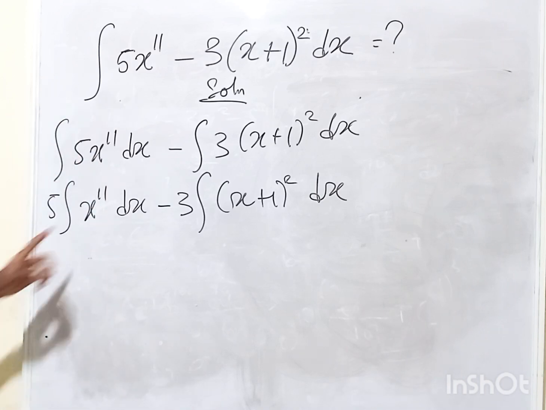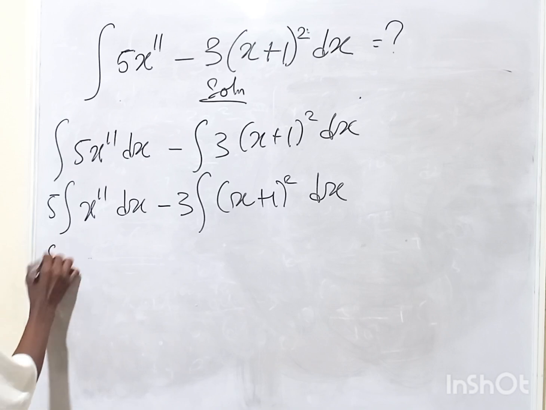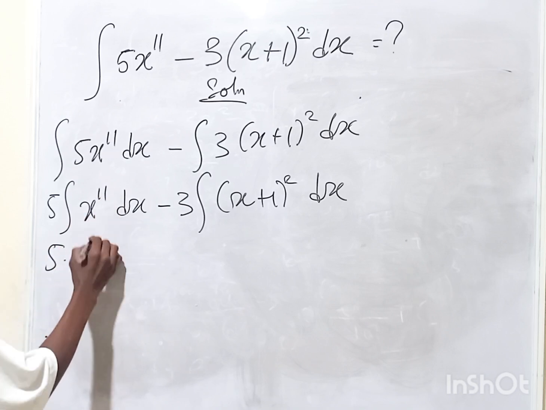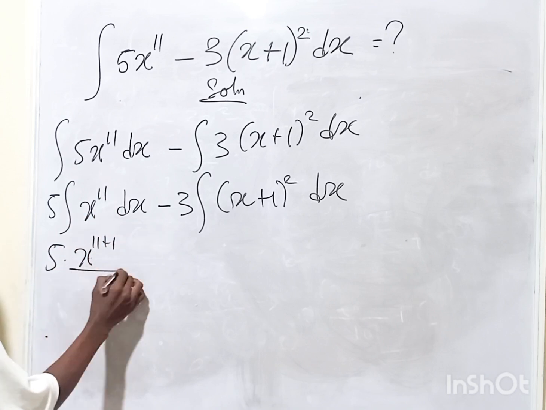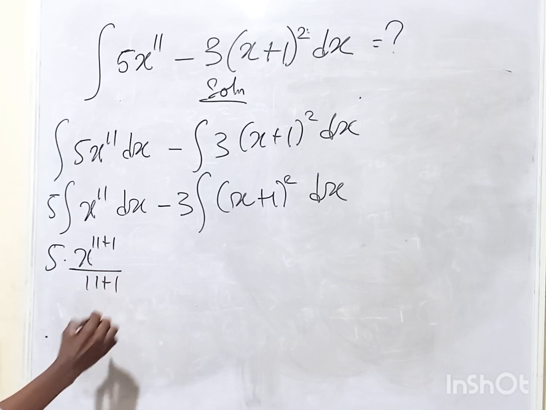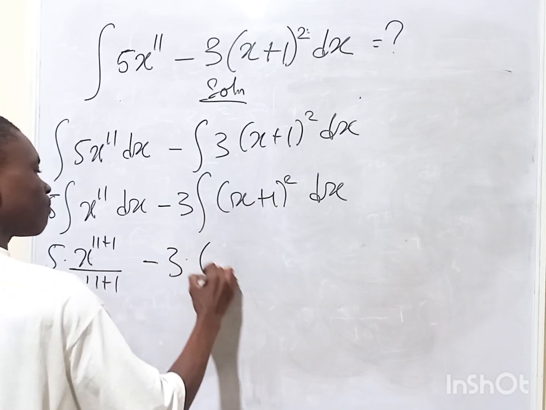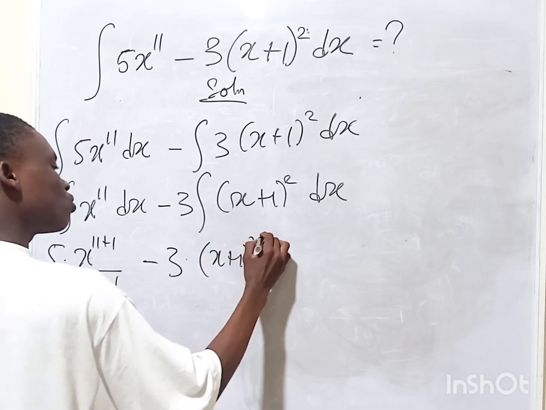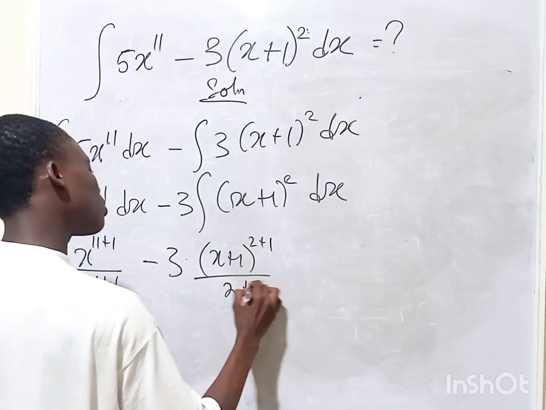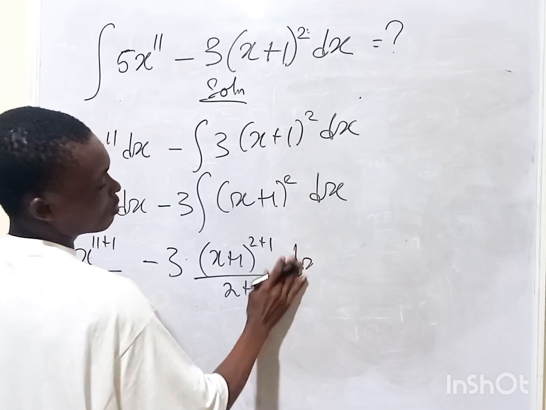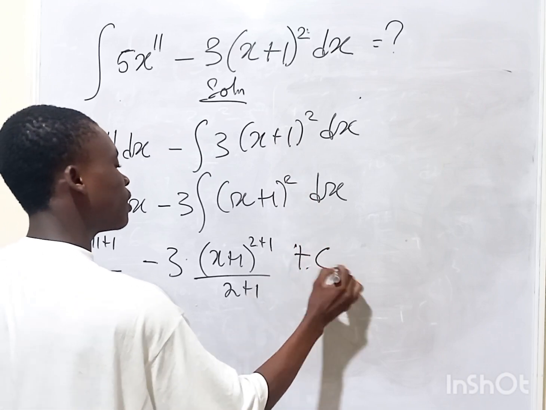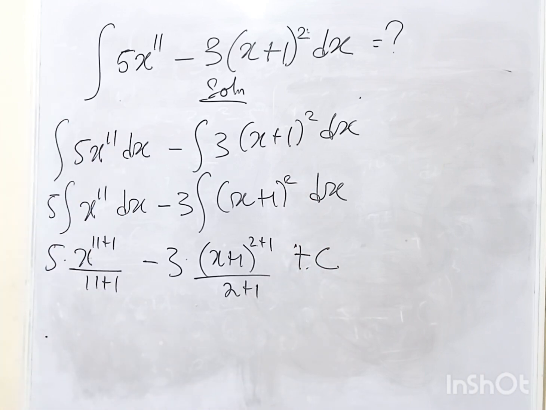If we integrate this, we find that this is 5 multiplied by x to the power 11 plus 1 all over 11 plus 1, minus 3 multiplied by, if we integrate this, (x plus 1) to the power 2 plus 1 all over 2 plus 1, plus c.